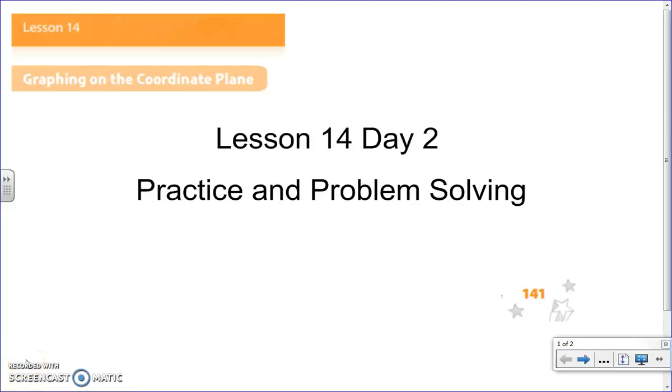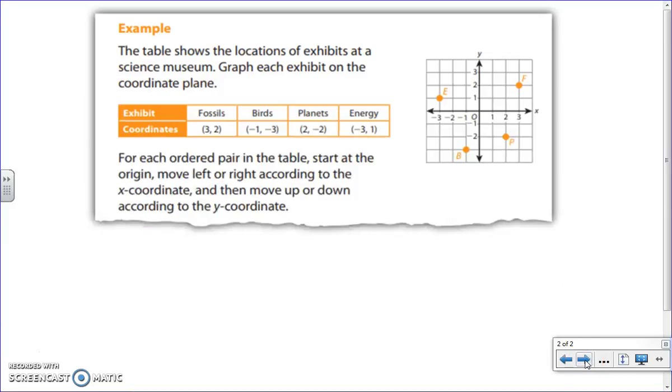Alright, this is Mr. Gillum, and today we're going to be looking at an example in your Practice and Problem Solving book on page 141. We're going to be graphing on the coordinate plane. It says that the table shows the locations of exhibits at a science museum. Graph each exhibit on the coordinate plane.